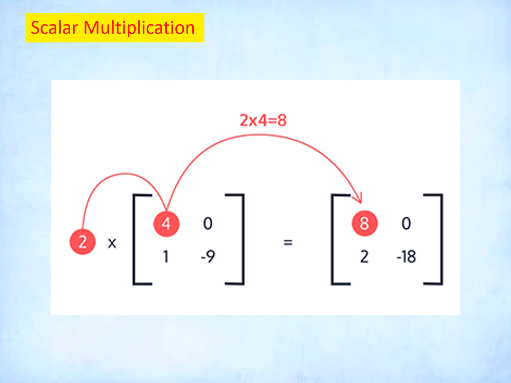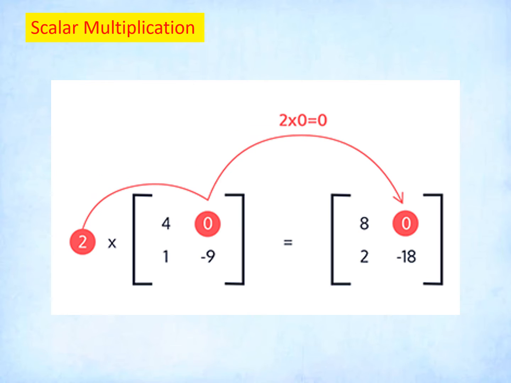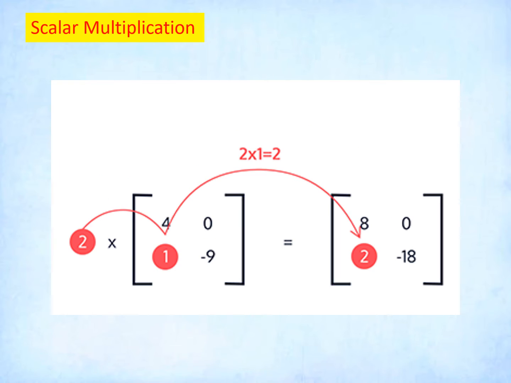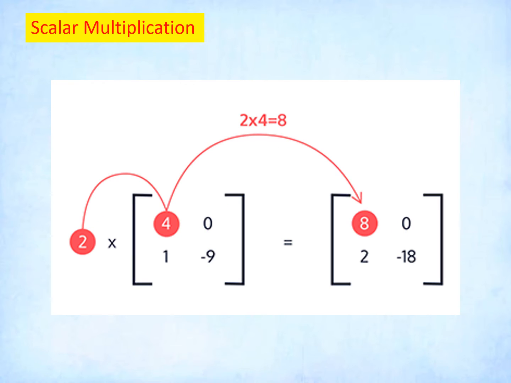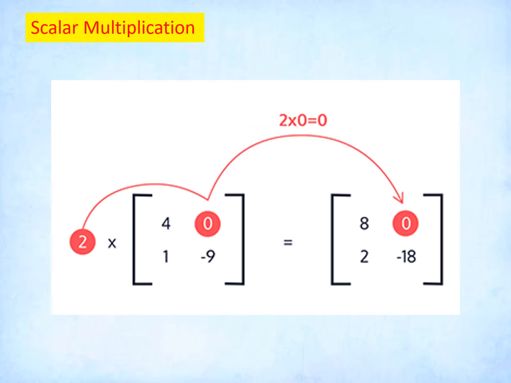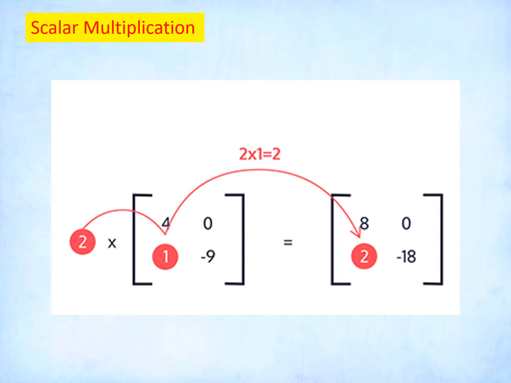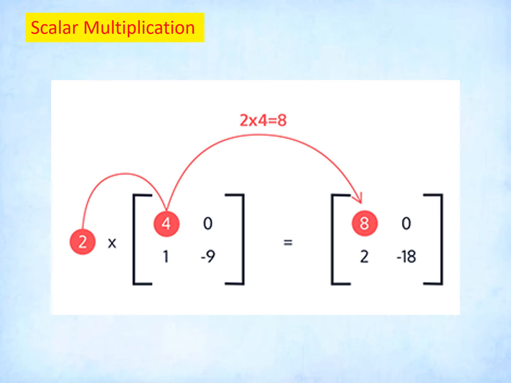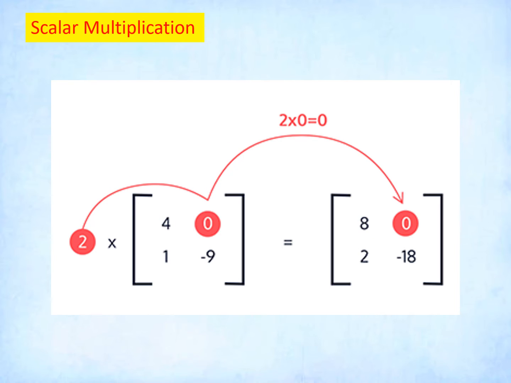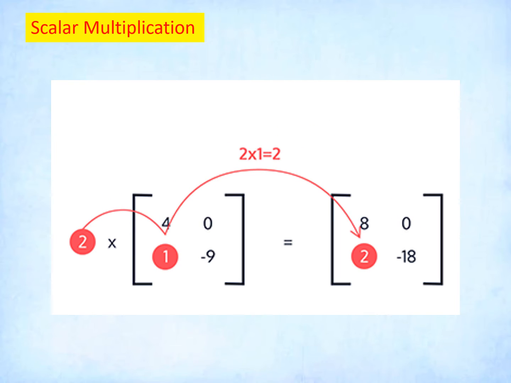So let us have another example. In here, we are going to multiply 2 times 4, which is equal to 8. Then 2 times 0, which is equal to 0. 2 times 1 is equal to 2. 2 times negative 9 is equal to negative 18. So we have the product, which is 8, 0, 2, negative 18.